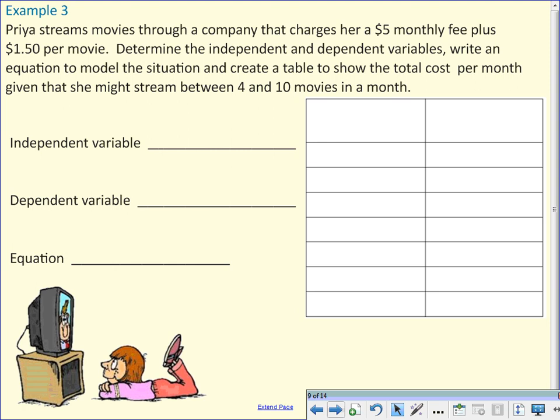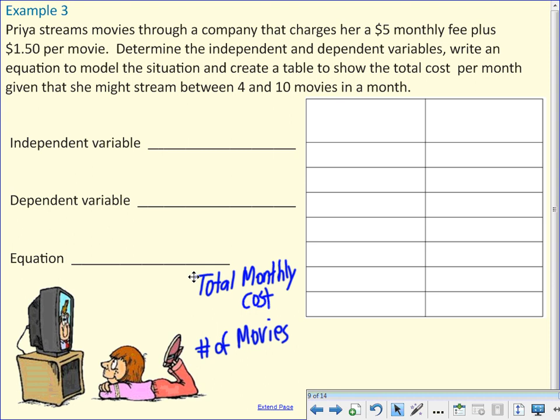Alright, so first of all, what are the 2 units that we're comparing? What are the 2 amounts that we have? What are we looking at here? A monthly fee. Alright, so we want to look at the total, the total monthly cost. And what's the other thing we're looking at? The number of movies.